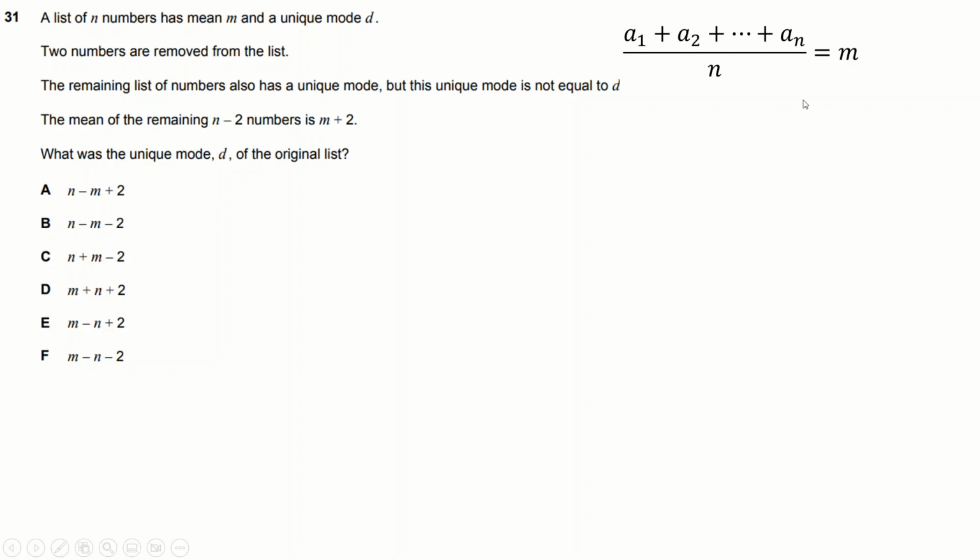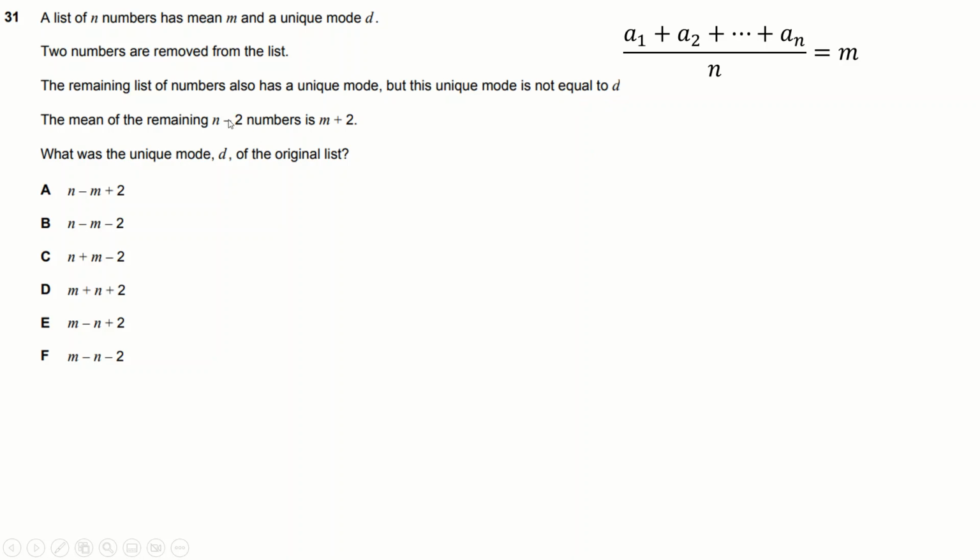You need to infer that because the mode has changed, you must have removed 2 copies of the unique mode that it used to be, and that there was something vying for this mode. It was only 1 less than it. So, for example, you had six 7s, and only five 4s. And then you took away 2 of the 7s to make 4 the new mode. So we must have taken away 2 copies of d, the unique mode before, in order to change what the mode was.